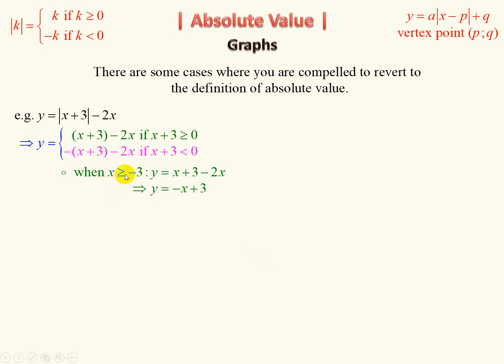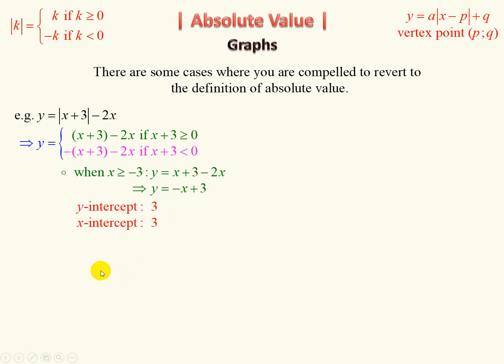When x is greater than or equal to minus 3, I've taken just that part, there. Then I simplify this, and I get y equals x plus 3 minus 2x, and that means y equals minus x plus 3. And there are the intercepts.